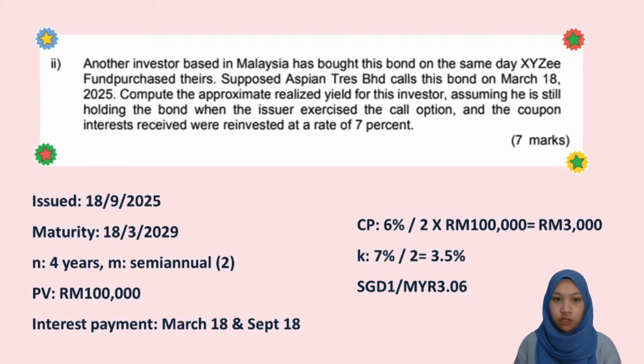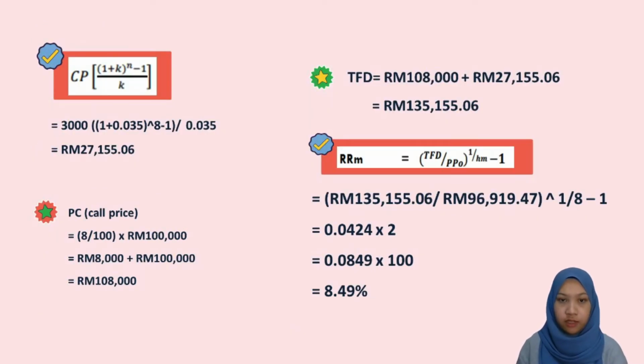Since the question also mentioned that the investor is holding the bond when the issuer exercised the call option, we know that the approximate realized yield that the question was asking is its yield to call. So step 1 is to find the reinvestment interest of this bond using this formula. Key in the numbers, CP is 3,000 ringgit, K is 0.035 and N is 8. You will get 3,000 ringgit multiplied by (1 plus 0.035) to the power of 8 minus 1, divided by 0.035. Then you will get the total amount of reinvestment interest at 27,155.6 cents.